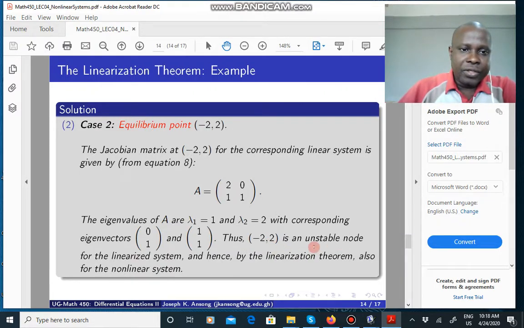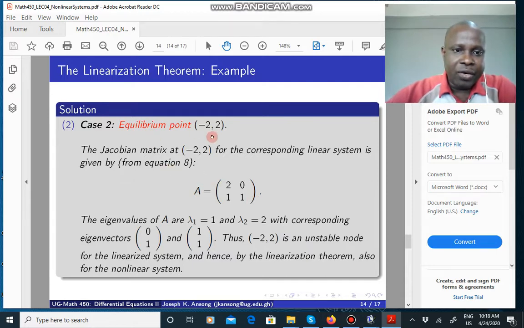Then you go on to the second case, where we have a second equilibrium point, negative 2, 2. You can compute the Jacobian matrix for that, and that gives you 2, 0, 1, 1, right? And then find the eigenvalues and eigenvectors.